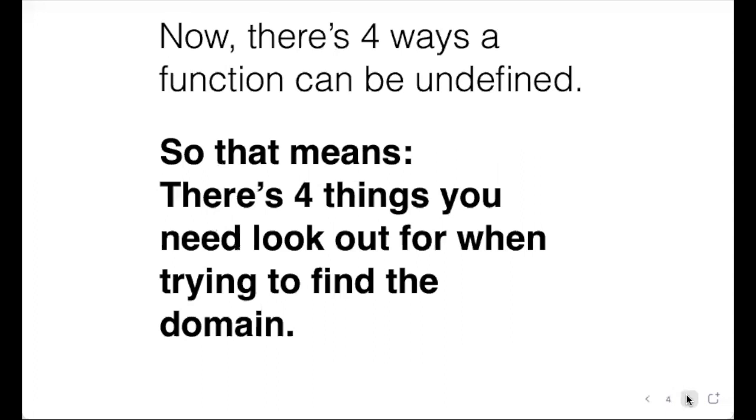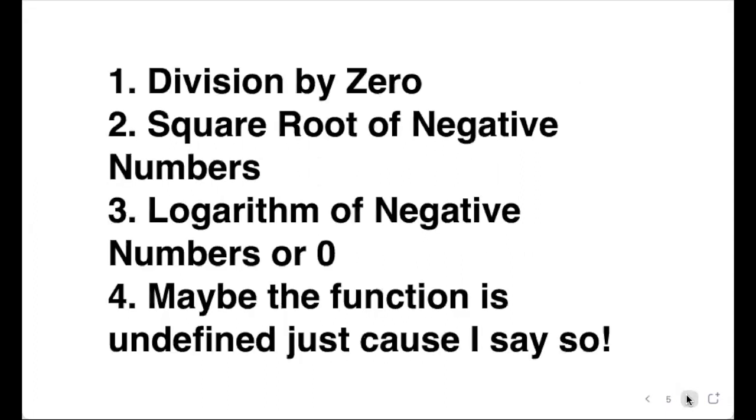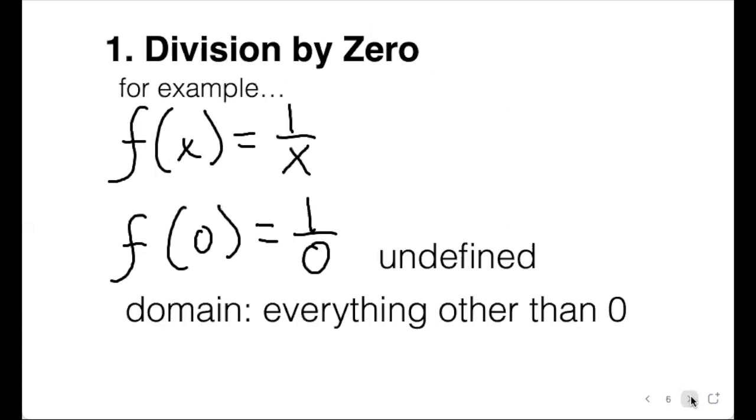Do you know what those four things are? Here they are: division by zero, square root of negative numbers, logarithm of negative numbers or zero. And finally, maybe the function is undefined just because I say so. So let's talk about all those things in detail. First up, division by zero.